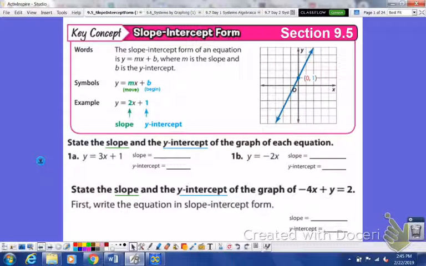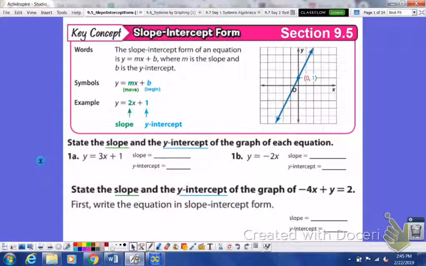Section 9.5, we are going to start looking at a graph and using it in order to write an equation, or given our slope and our intercept, we're going to write an equation. So we're looking at what is called slope-intercept form, which is y equals mx plus b, where m is your slope and b is your y-intercept.